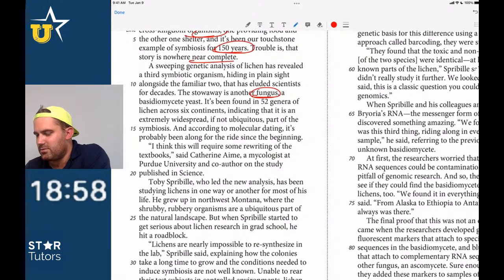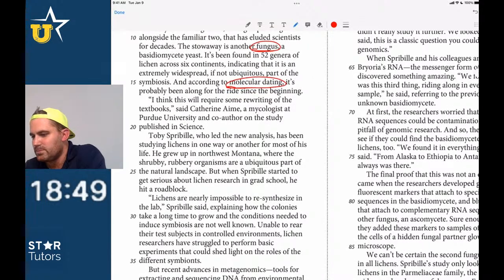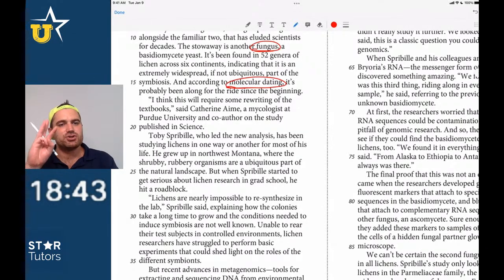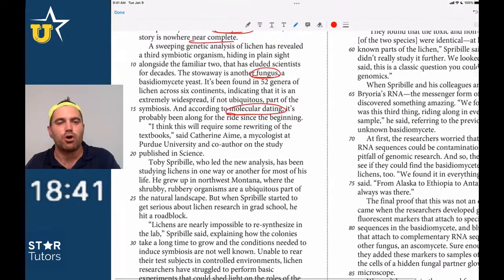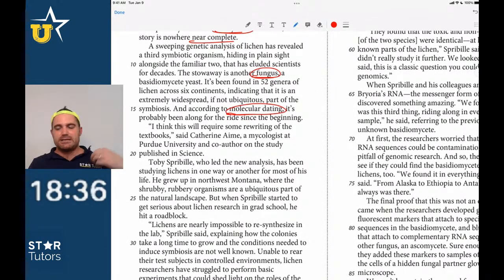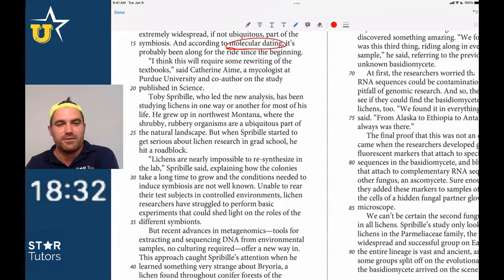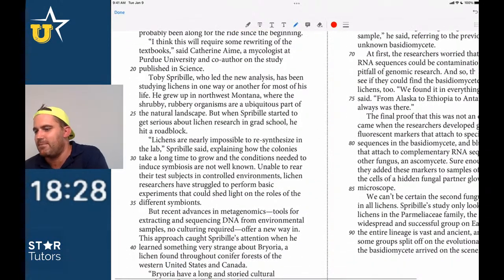Yeast is... molecular dating, right? Seems like an important word. So guys, basically what's happening here, I think they're talking about some type of biological, right? Passage number 3 of the SAT reading test is almost always a natural science passage, right? Something to do with actual sciences, like in this case, probably biology. They're talking about, sounds like, 150 million years ago, this combination of algae and fungus. We'll see what happens after that.